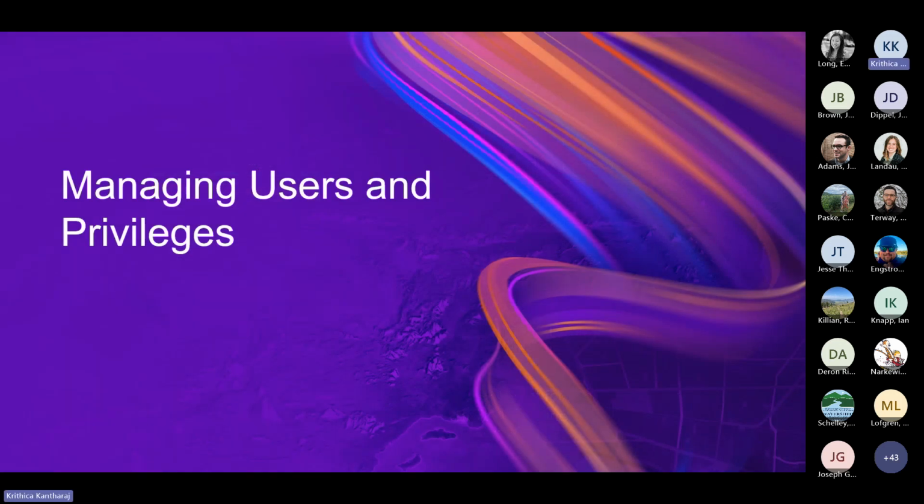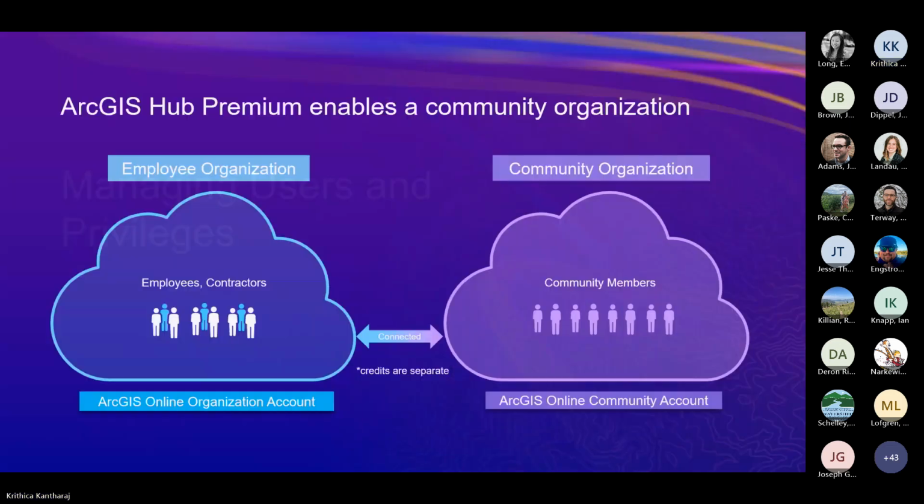So next, we're going to go into best practices of managing users and some privileges. So just as a very high level overview here, talking about ArcGIS Online organizations. When you have an ArcGIS Online organization, Hub is a part of it. It's an essential app that you get alongside all the other apps that you see. So if you have access to Dashboard, Map Viewer, Experience Builder, Story Maps, and more, you also have access to Hub.